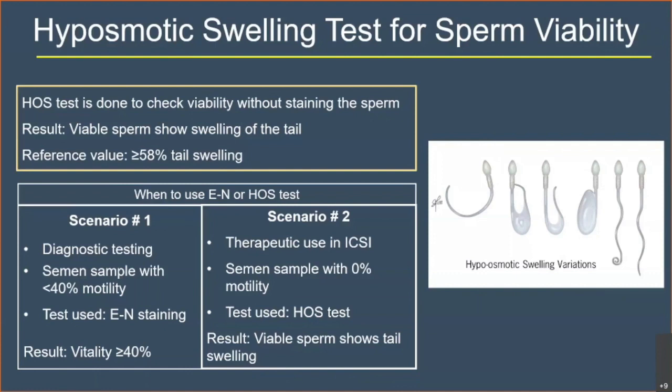The second scenario is when we want to use the sample for therapeutic purposes such as in ICSI. In this situation, the motility is 0%, and we will use the HOS test, which is not staining the sample, so the same sperm can be injected, and the swelling of the tail will confirm that this non-motile sperm is viable. Next slide, please.